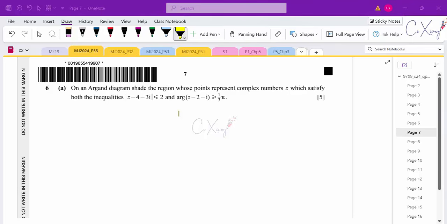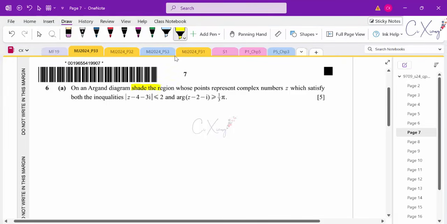They want us to draw the complex number z on an Argand diagram to shade the region that fulfills the two inequalities here. Okay, so before you can start drawing, let us modify them to become the pattern that we want first. I want to have modulus of z minus a complex number smaller than or equal to 2. So it will be 4 plus 3i.